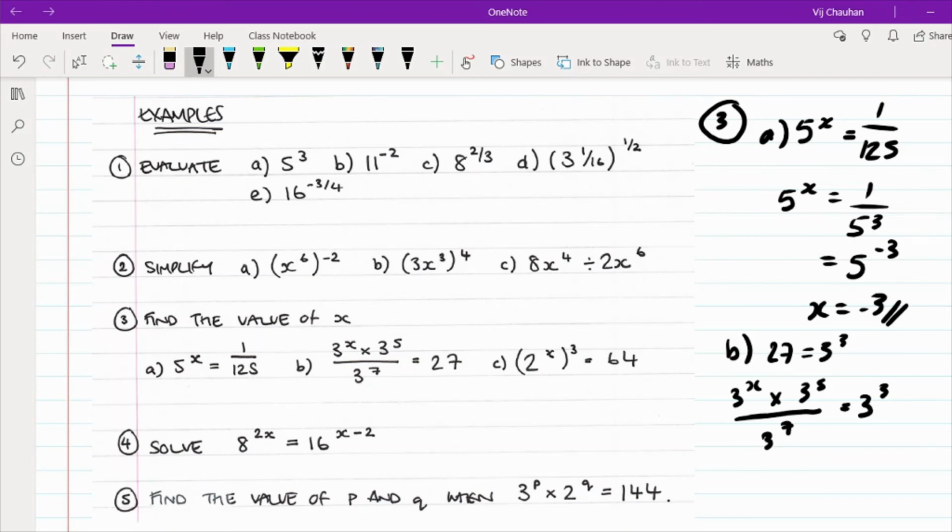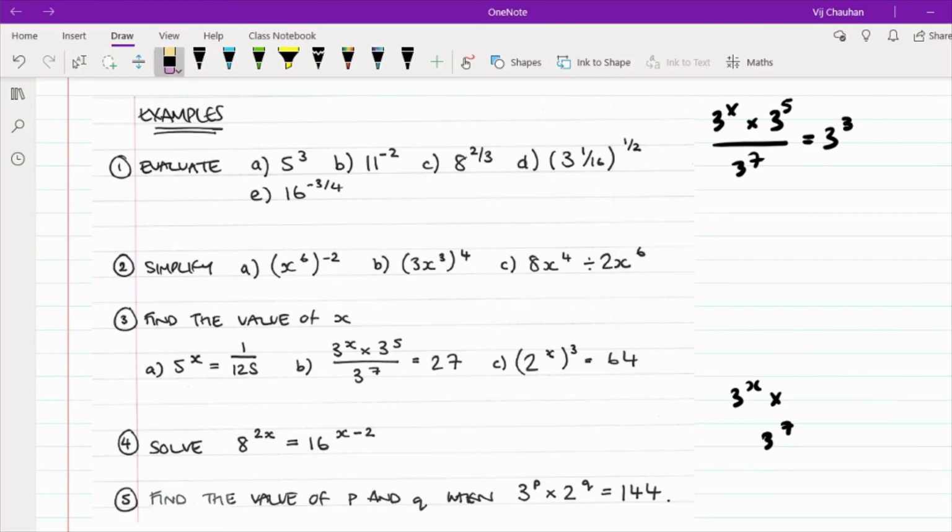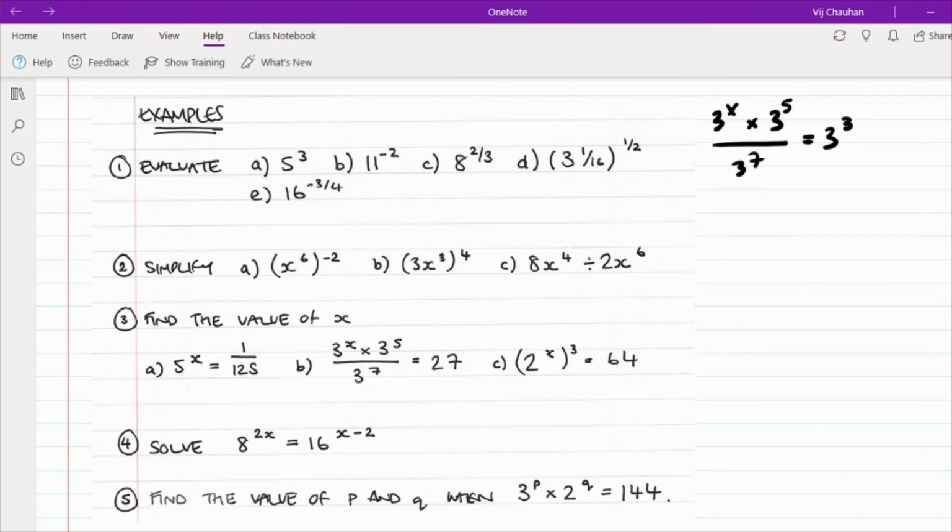So what we've got is now I'm just going to rub this out just because I realise my writing's a bit too big. The spatial awareness is not great, so I'll just rub that out. I'll write that again. So we've got 3x times 3 to the power of 5 over 3 to the power of 7 equals 3 cubed. And just get rid of all that. So then from here, if we look at the rules of, oh no, I'm doing it.